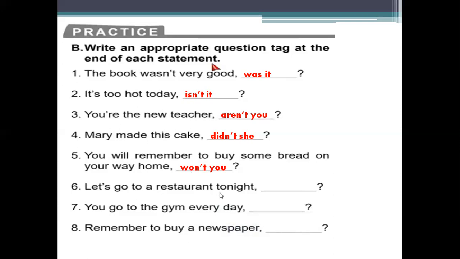Let's go to a restaurant. As we said before, this is an exception to our rule. We use for let's at the end of the sentence, shall we. You go to the gym every day. Go is in the present simple, so we use in present simple negative, don't. Remember is a command. Remember to buy a newspaper. What we use with the command, we use will you.